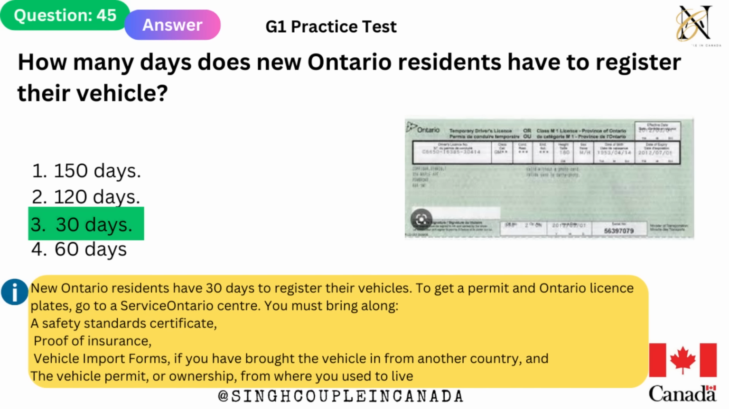New Ontario residents have 30 days to register their vehicles. To get permanent Ontario license plates, go to a Service Ontario Centre. You must bring along a Safety Standards Certificate, proof of insurance, vehicle import forms, if you have brought the vehicle in from another country, and the vehicle permit, or ownership, from where you used to live.